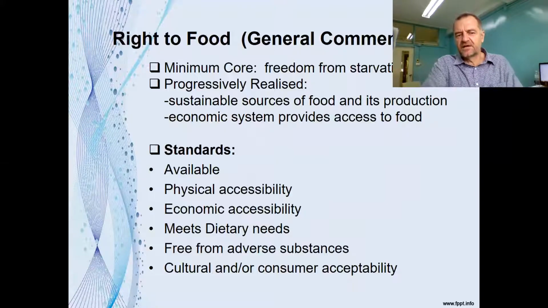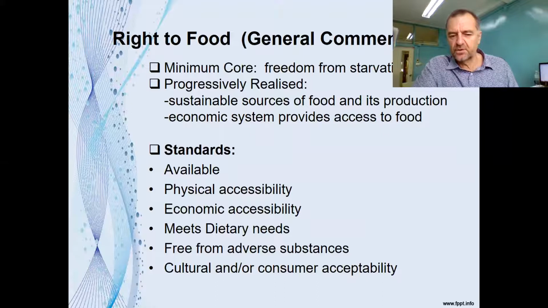So coming to the main elements, and this is the final slide, looking at the right to food. We know the minimum core is freedom from starvation. Progressively realised as sustainable food sources in an economic system which ensures people have access to food. Now, the actual 4A elements here, again, a bit similar in some ways, but also different in others. So that food is available is the first one. Then it looks at physical and economic accessibility.